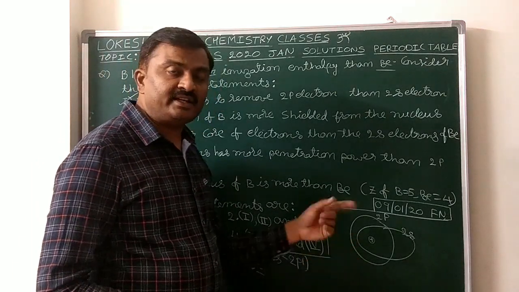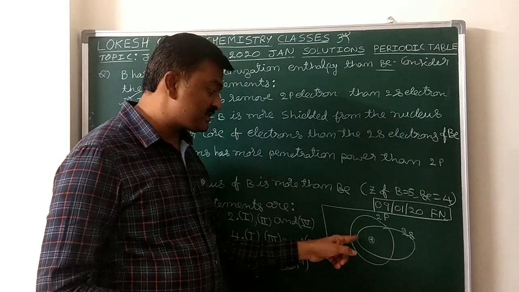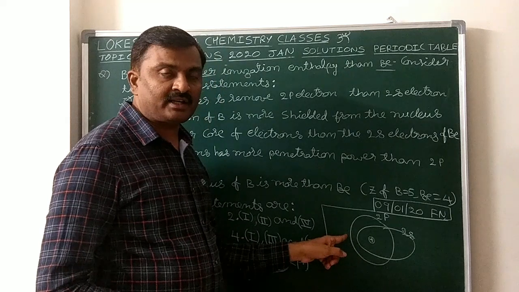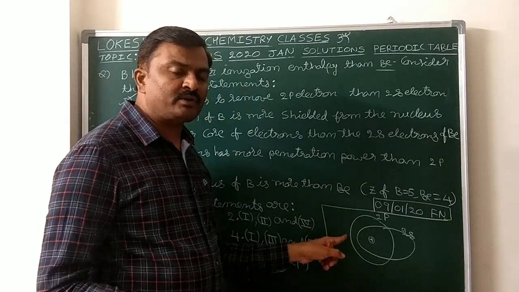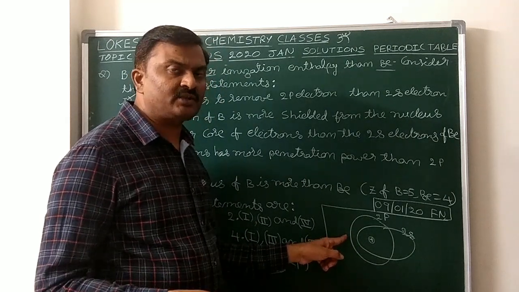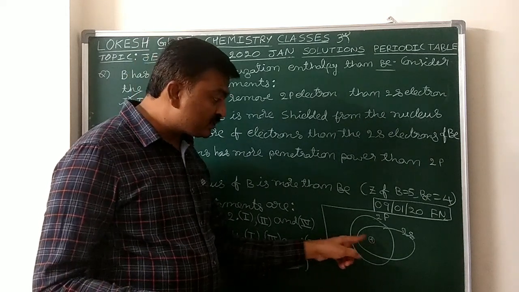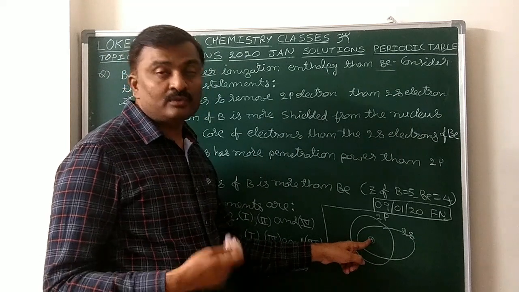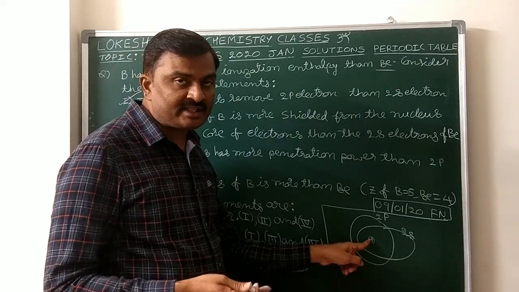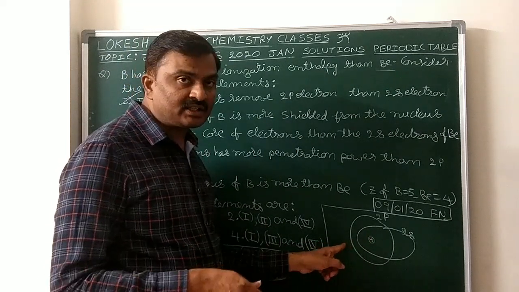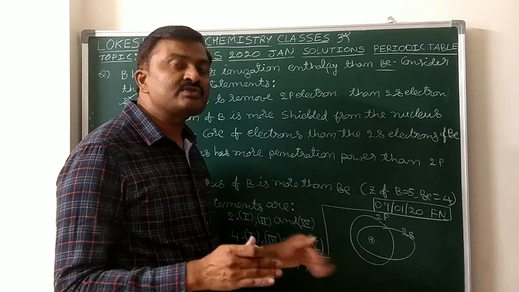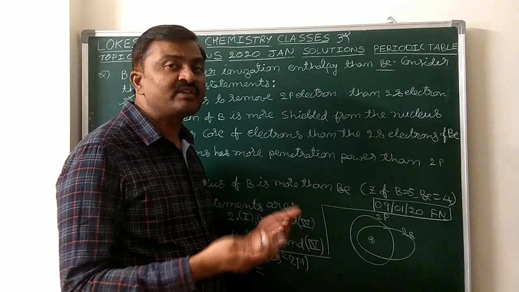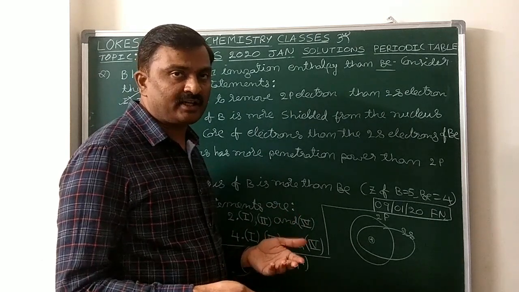2s electrons are nearer to the nucleus than the 2p electrons, which means the penetration power of s electrons is more than that of p electrons. These 2s electrons are very near to the nucleus. That's why nucleus attraction over the 2s electrons is more than over the 2p electrons. So to remove the 2s electrons, more energy is required than to remove the 2p electron.